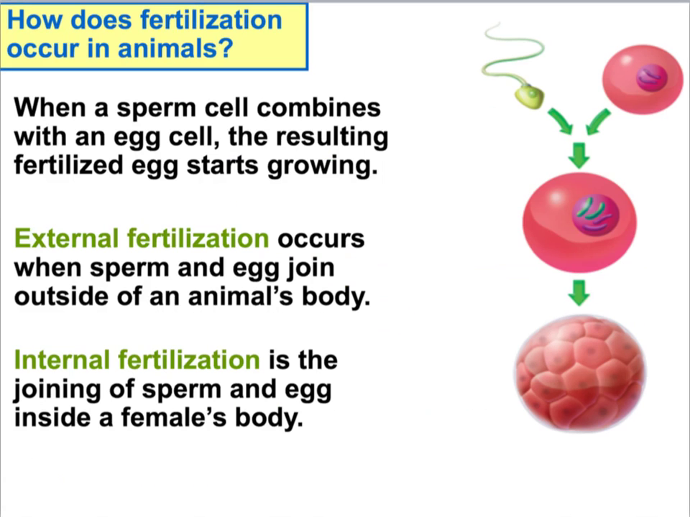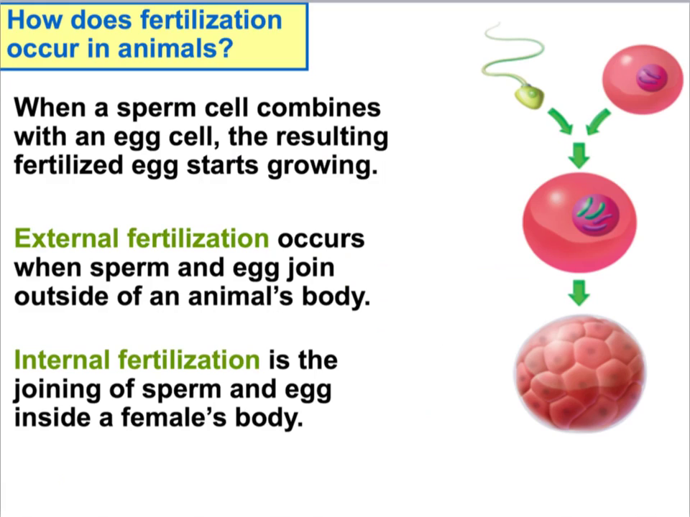So what about the animals that don't go through metamorphosis? We talked about sexual reproduction and asexual reproduction. Let's focus on the sexual reproduction part here. It all starts with fertilization. Once you get the male cells, the sperm cells, with the egg cells of the female, and they join and combine, the fertilized egg is going to start to grow, which you can see in the picture here.